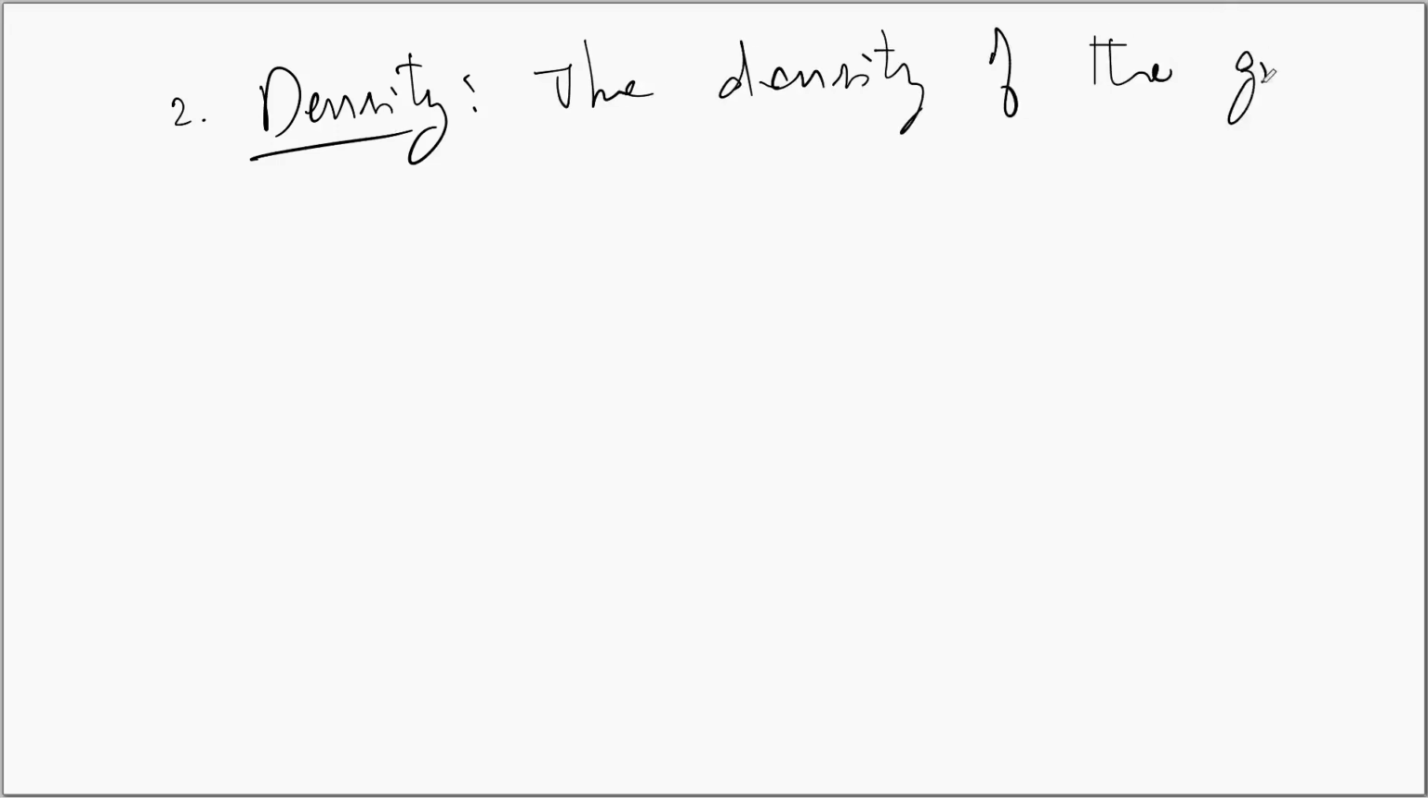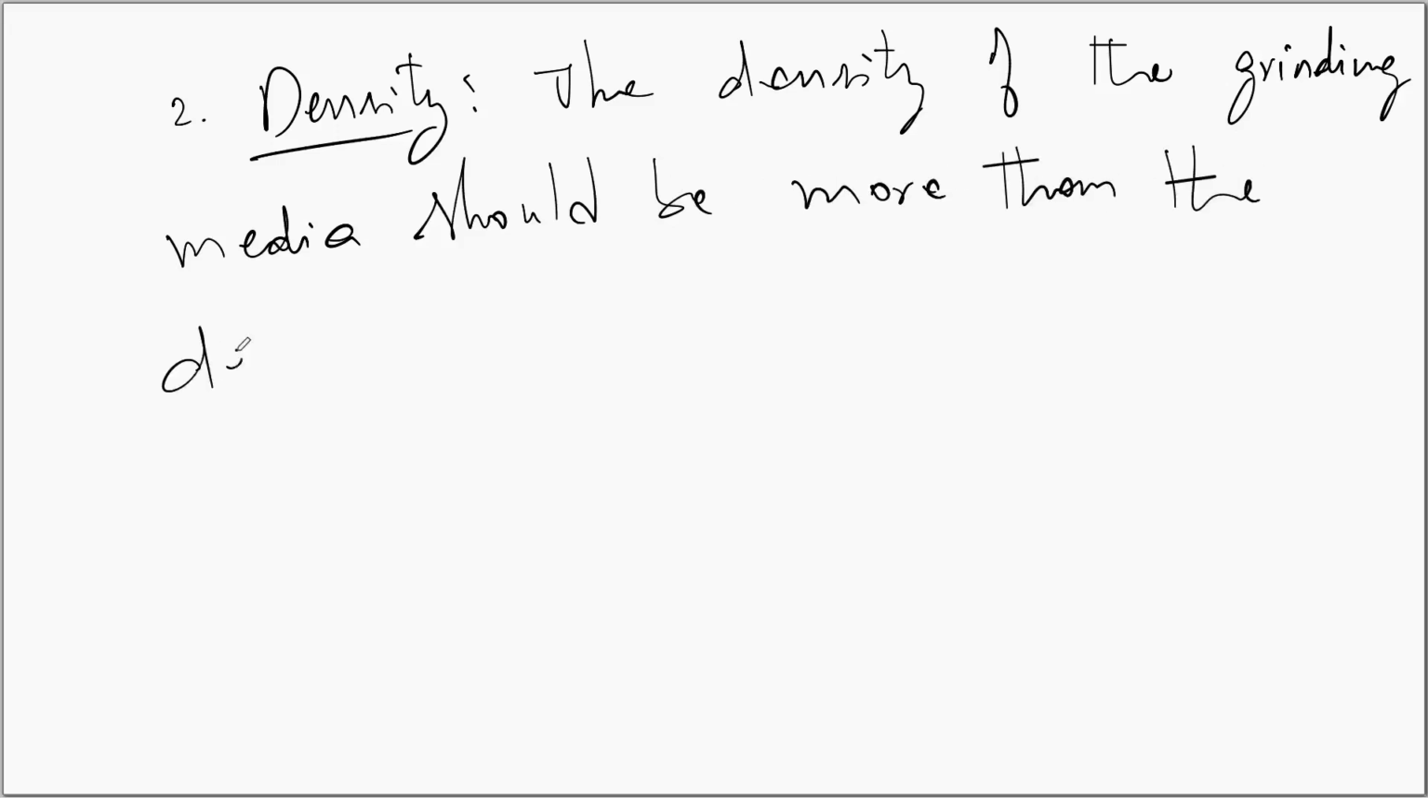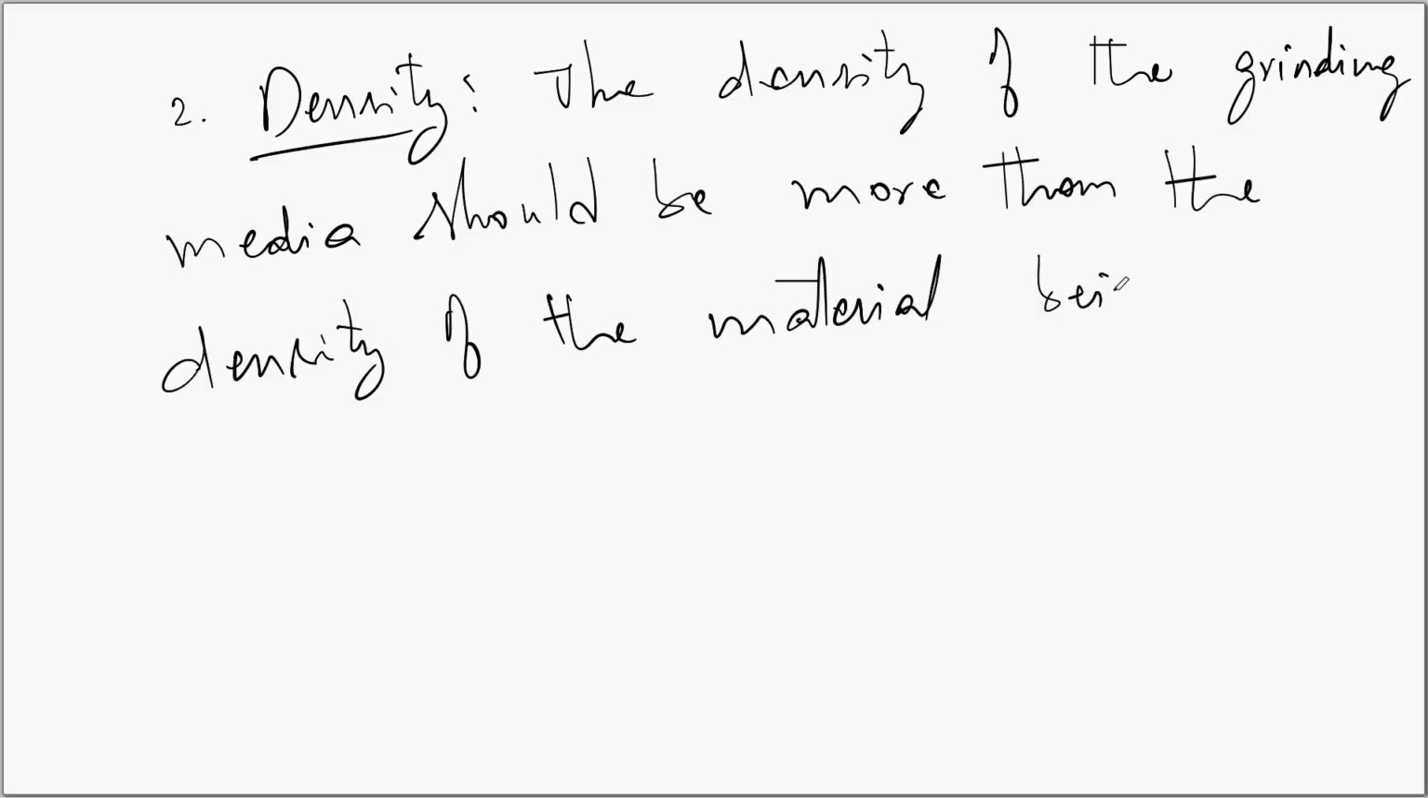The second aspect is density. The density of the grinding media should be more than the density of the material being ground. If the density of the grinding medium is not more than the density of the material being ground, then the grinding media or the balls start floating. That is an undesired quality. So the density of the grinding media should be more than the density of the material being ground.